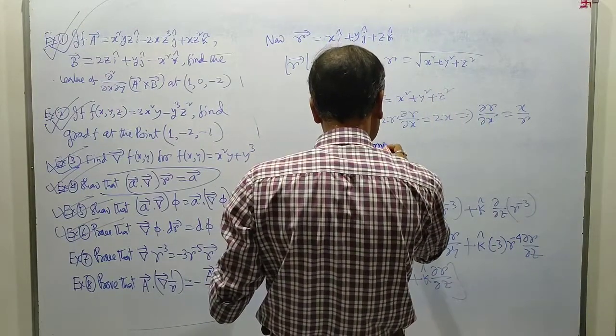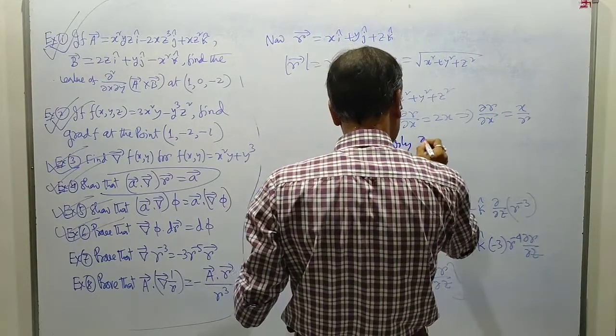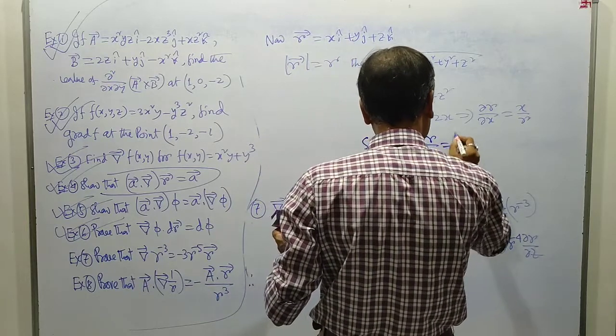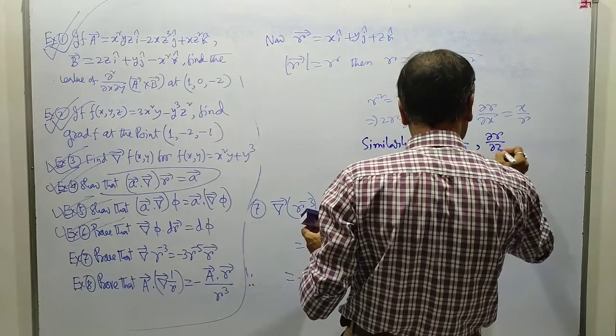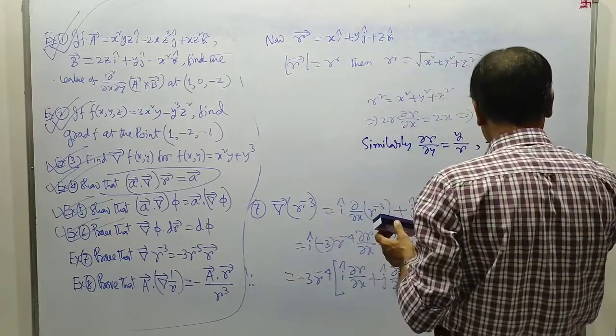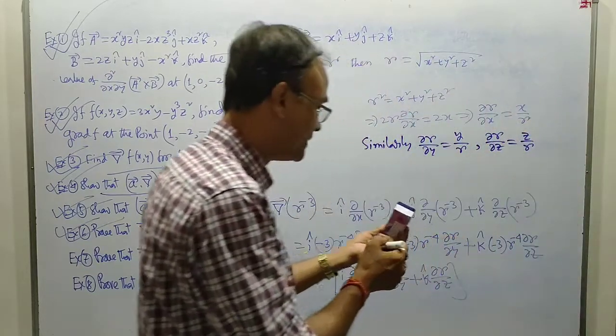Similarly, del r by del y equal to y divided by r. Del r by del z equal to z divided by r.